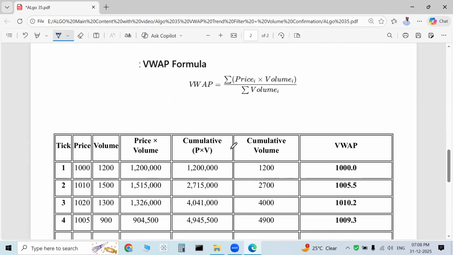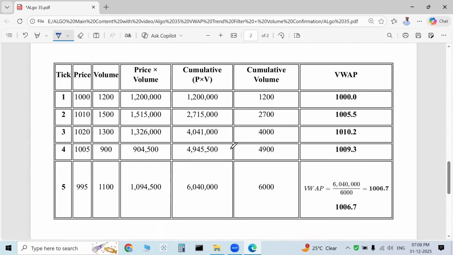Now let me show you what the VWAP calculation is. So suppose the price is 1000 and the volume is 1200. So price into volume, we get the cumulative P into V. So first cumulative volume is 1200. So this value divided by this is the VWAP. The new price has come, new volume has come, new value over here. Again multiplication, divide with 2700.